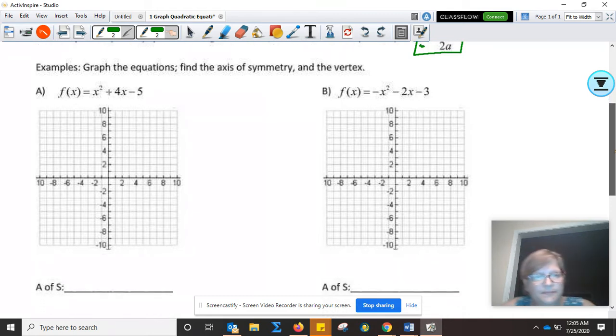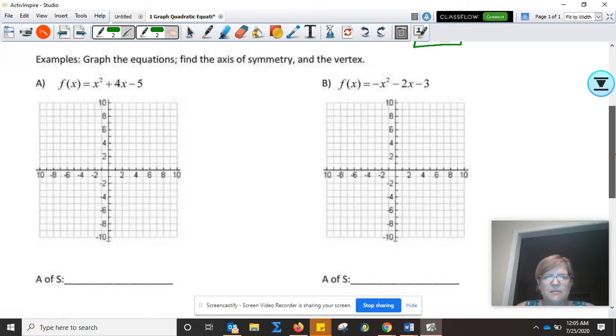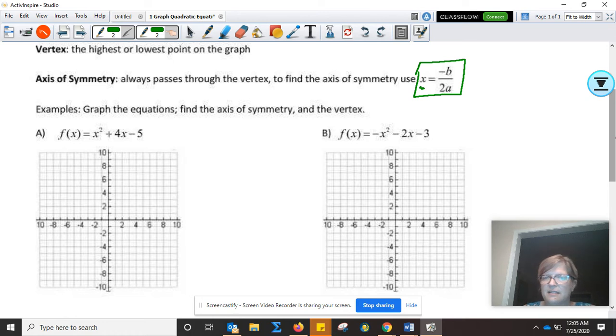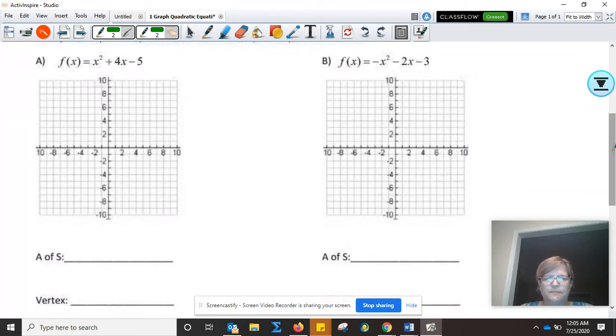Example A, graph the equation, find the axis of symmetry and the vertex. Remember, to find the axis of symmetry, negative b over 2a. So we're going to find our axis of symmetry by doing negative b. So b is 4, so negative 4 over 2 times 1. So negative 4 over 2, which reduces to negative 2. So that's your axis of symmetry, x equals negative 2.